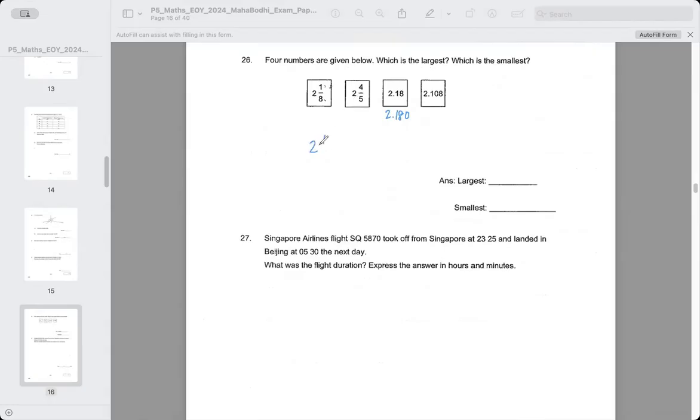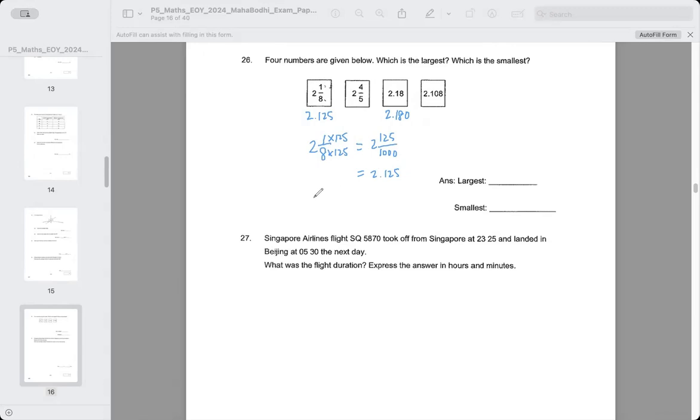Next, for this 2, 1 out of 8, okay, so same thing. I need to see whether I can change this denominator into 10, 100, or 1000. So 8 I actually can multiply by 125, okay, to give me 1000. So I do the same to the numerator. I'll get 125 out of 1000. So when the fraction denominator is 1000 means you write it into 3 decimal places. So it'll be 2.125. Okay, the 125 will just be written like that. So 2.125 is the first one.